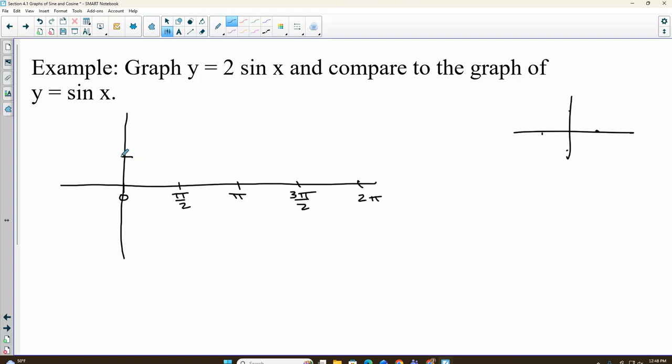All right, let's talk about regular sine first. Okay, these are just the values of sine. What is the sine of 0? Okay, what's the sine of pi over 2? Sine of pi? 3 pi over 2? 2 pi? So it's basically start at 0, up, back to 0, down, back to 0. You're just bouncing back and forth. So this is what sine typically looks like. Okay, and I'm just putting it on here because I asked you to compare the graphs.